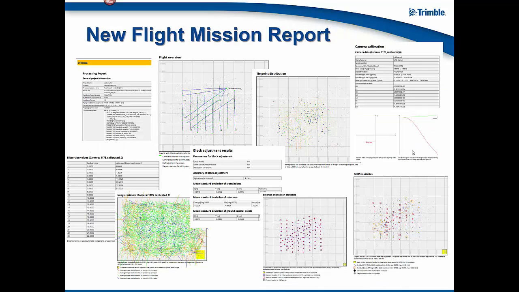We also have a new exciting flight mission report. It gives you a much more graphical representation of the flight overview, type point distributions, things like image residuals, exterior orientation, GNSS statistics that will help you better understand what was going on. Instead of just giving you dry numbers, we now try to demonstrate in a very descriptive way how successful your adjustment was so you can get a much better idea of the whole process.